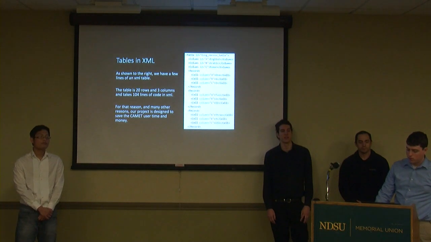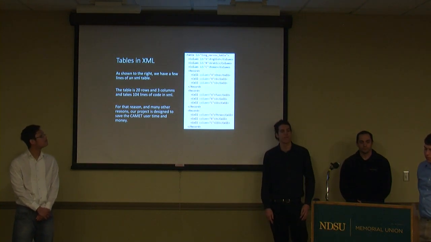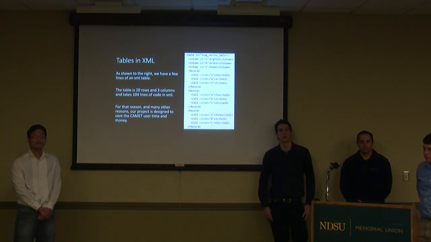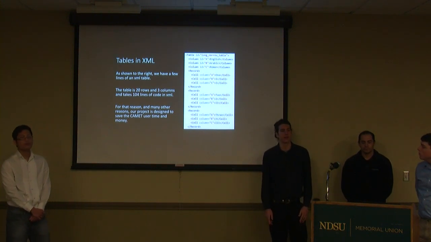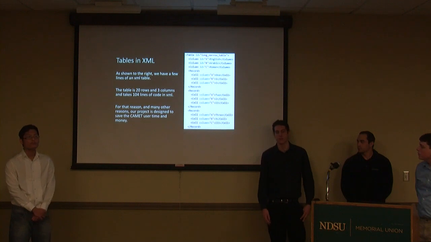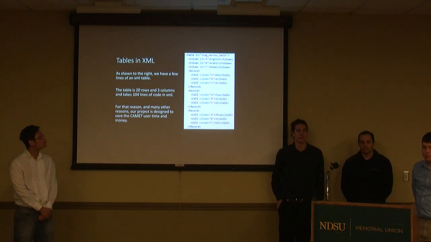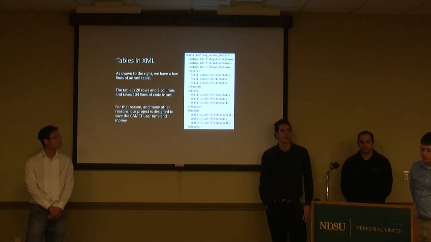On the right here, we have an example of an XML table. This table is 3 columns by 20 rows, and we're only displaying 3 of the rows. In the code, it's 104 lines, which is pretty long, and it would be pretty time consuming.